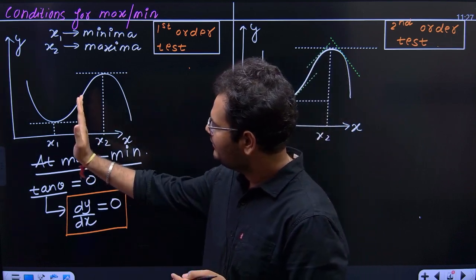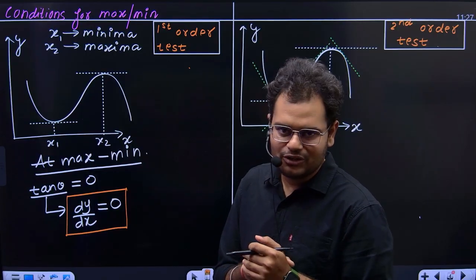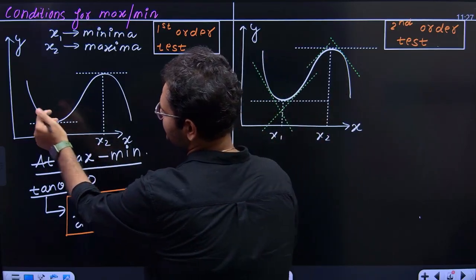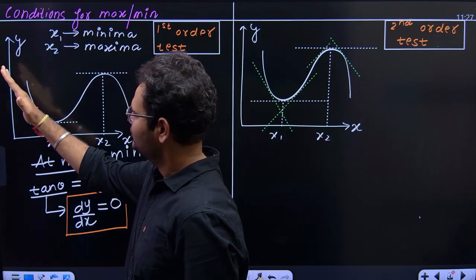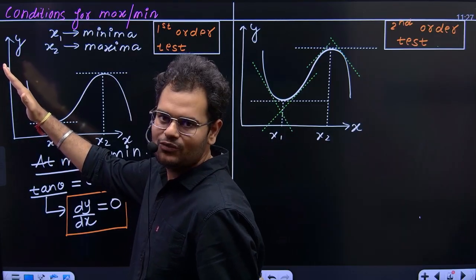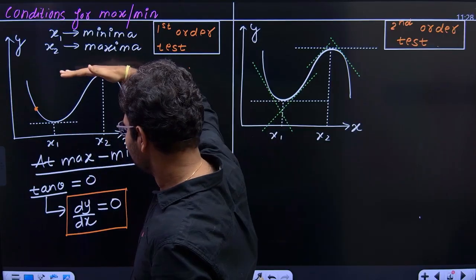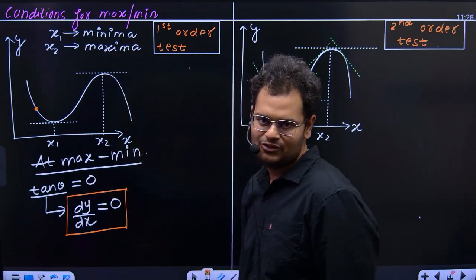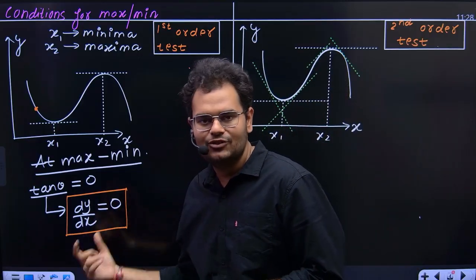Can you see that dy by dx is not 0 at any other point on the curve? How, sir? Let's say I check dy by dx here. So here the angle is obtuse, right? So anyway it is not 0 or 180 degree. Here it is 0, then here again non-zero, here again 0, here again non-zero. So for maxima and minima, we get dy by dx is equal to 0.